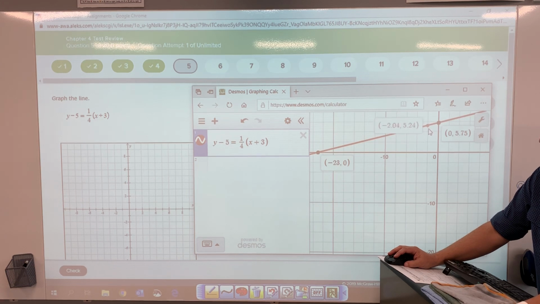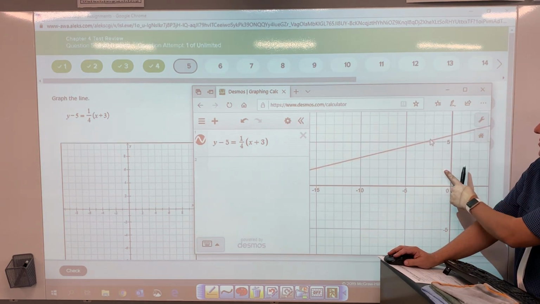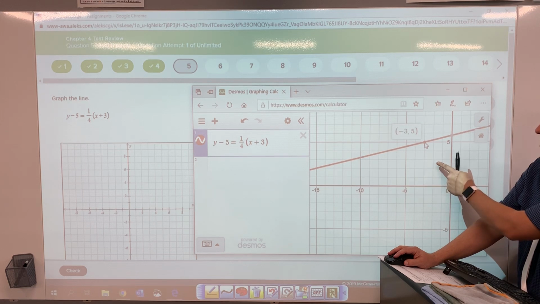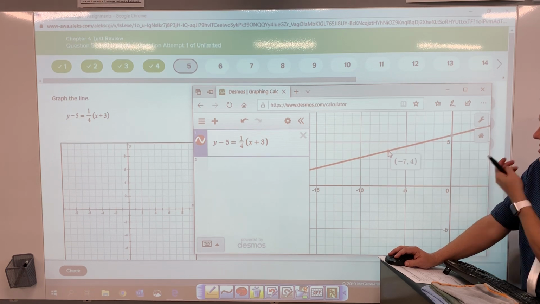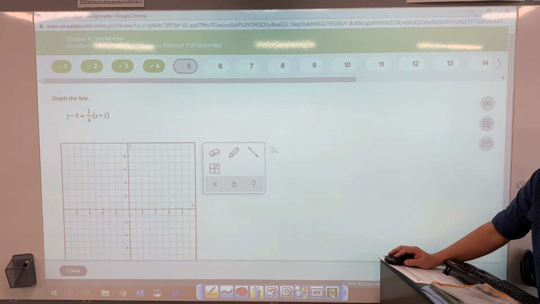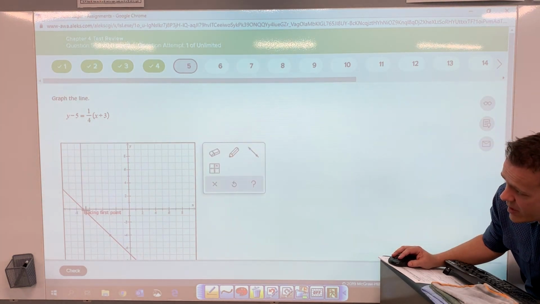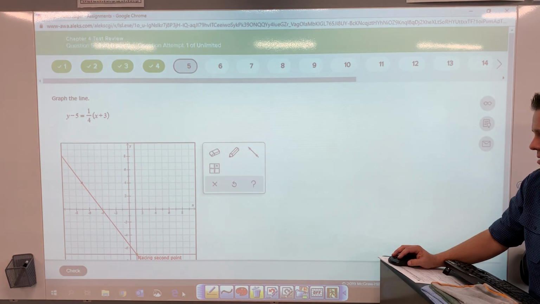Okay, so on here, I don't see any. Let me zoom in. That way I can see the grid like this. So that way I can see something like this one right here, which is -3,5 is a point. And then I have a feeling this is going to be another one right here, which is -7,4. Okay, so I got -7,4 and -3,5. So I go here, I go -7,4, and then I got -3, let me make sure I got that one right.